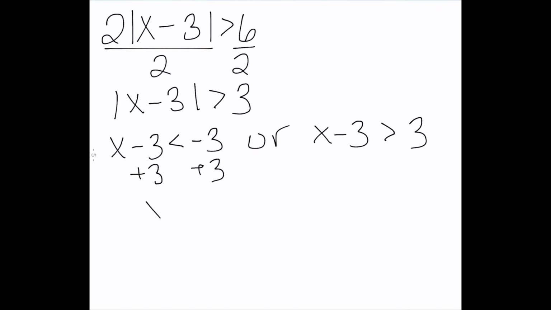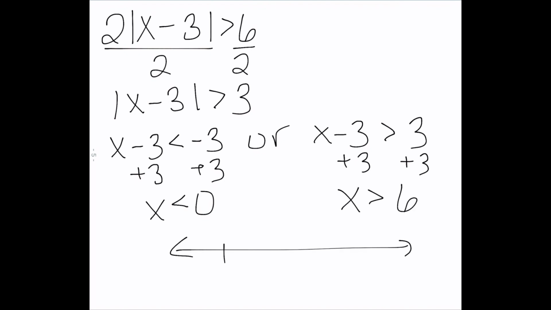I'll add 3 to both sides to get x less than 0. And over here, I'll add 3 to both sides to get x is greater than 6. I don't include 0 and 6, so open dots. And I want it to be less than 0, so to the left of 0, or bigger than 6, so to the right of 6.